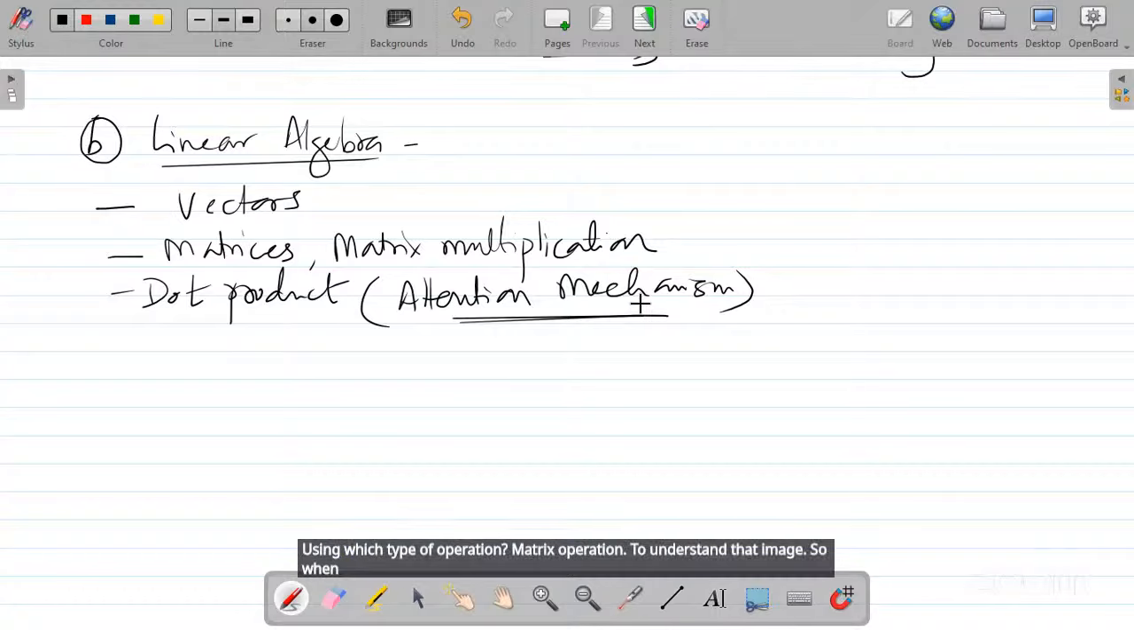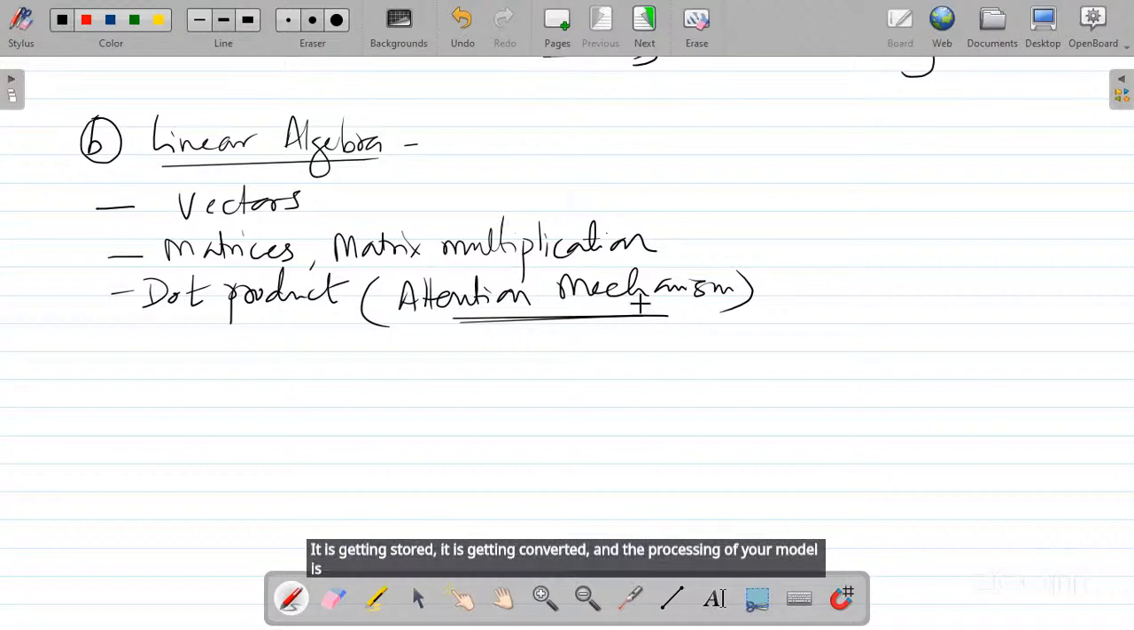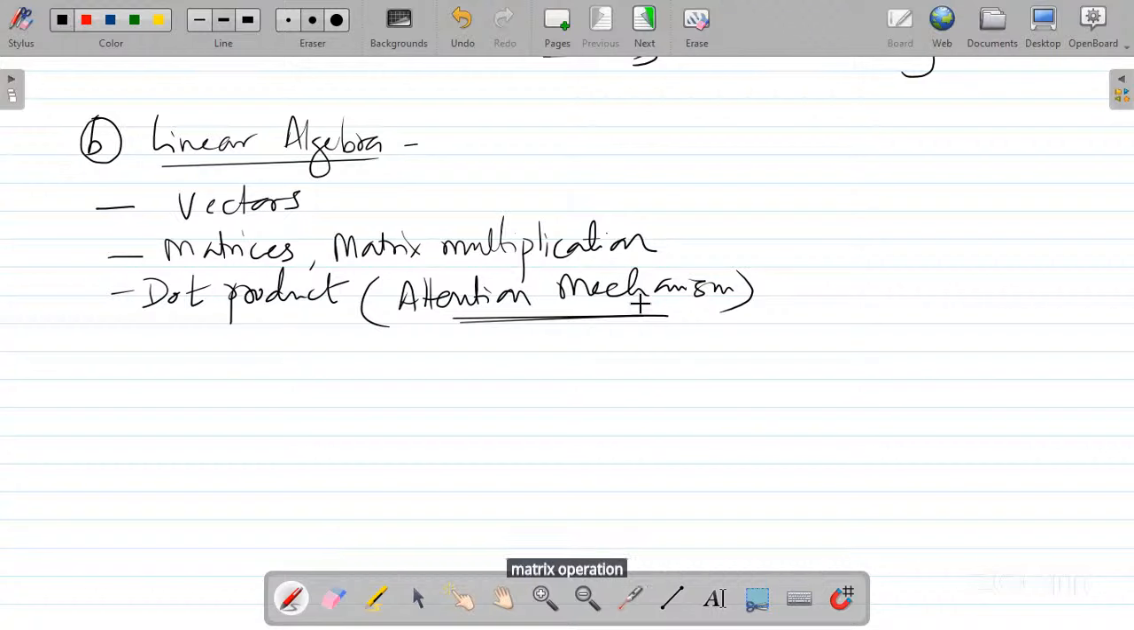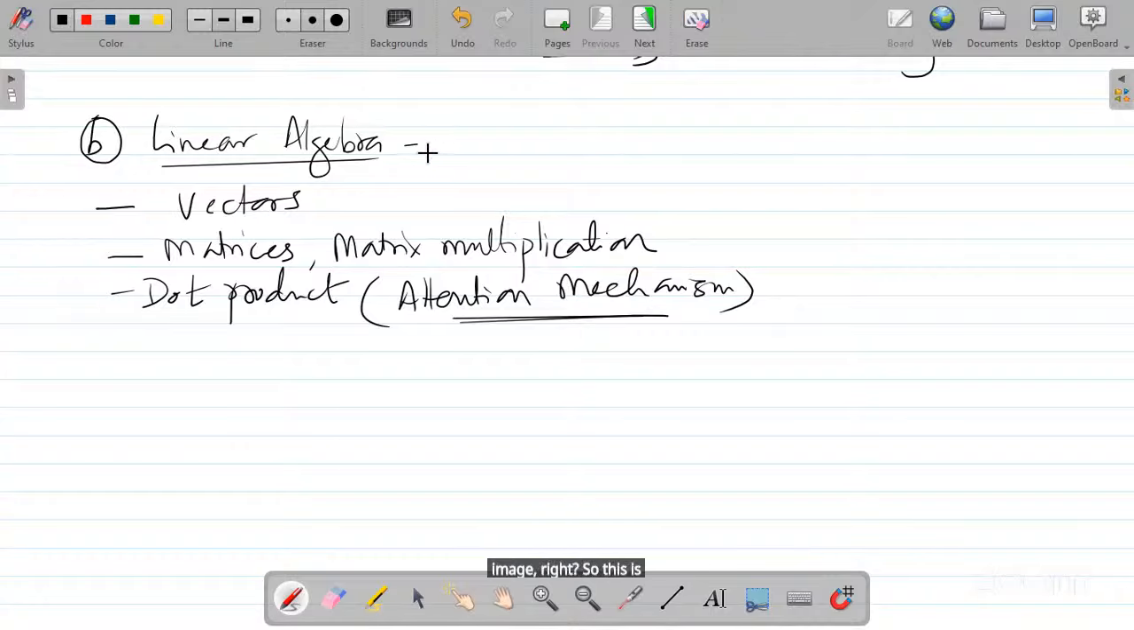So when you're uploading something, it is getting stored, it is getting converted, and the processing of your model is dependent on this matrix operation, or you can say it is using matrix operations to understand that particular image, right? So this is how the second half, linear algebra of the first knowledge block, is important.